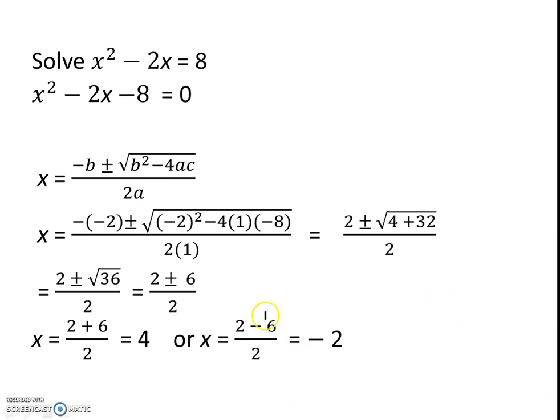all divided by 2. We know the square root of 36 is 6, so now we're going to go the top route, 2 plus 6 divided by 2, which is 4. Or the bottom route, which is 2 minus 6 divided by 2, which is negative 2.